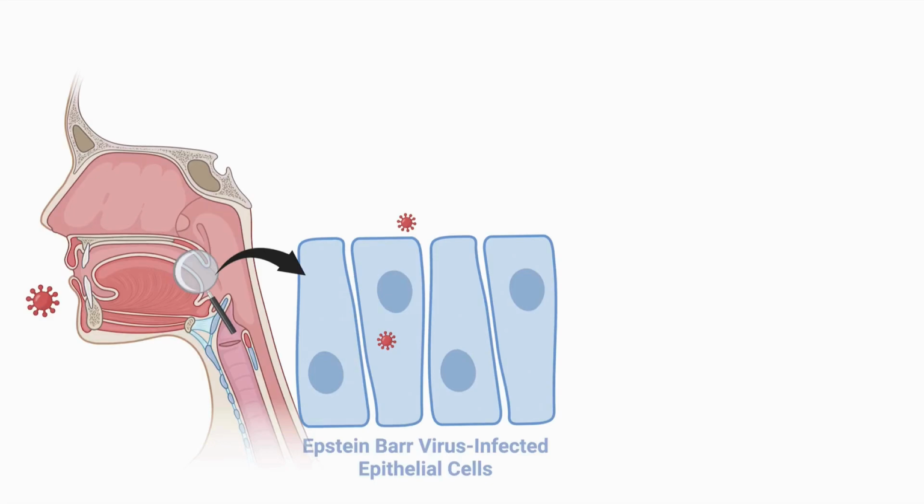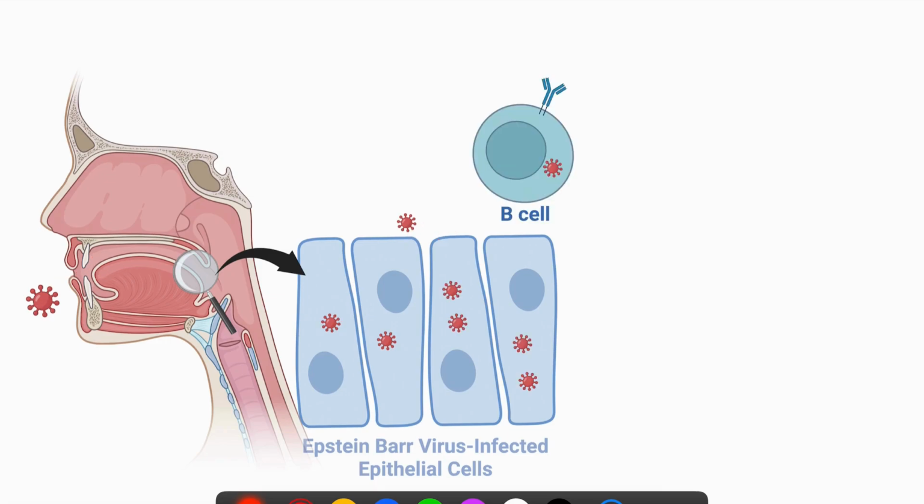Epstein-Barr virus is transmitted between humans through the saliva. From here, the virus will infect epithelial cells. It will replicate, where it will go on to infect neighboring uninfected cells. And it can also infect B cells, which is a white blood cell that can produce antibodies. And it's estimated that 90% of the world's adult population is currently infected with EBV.